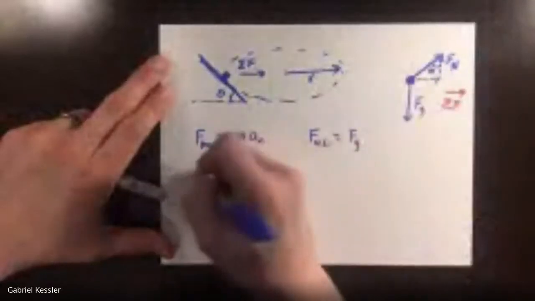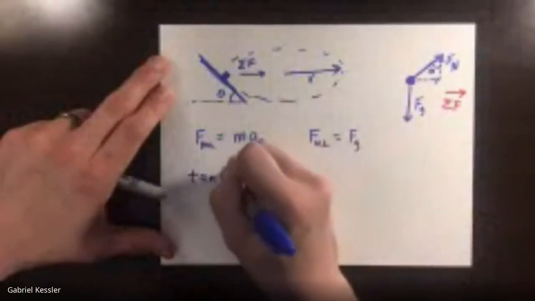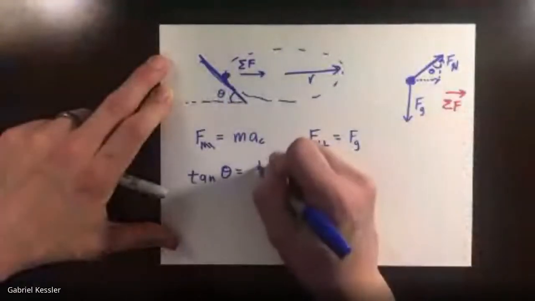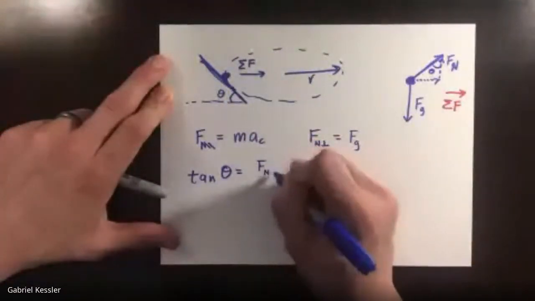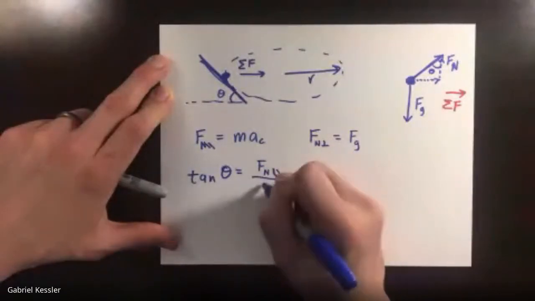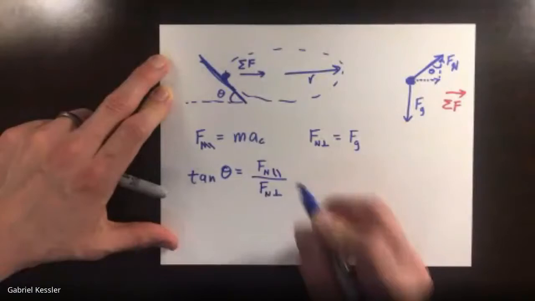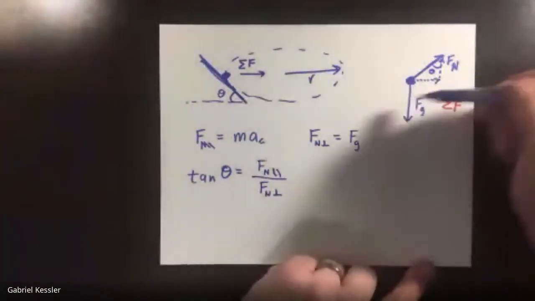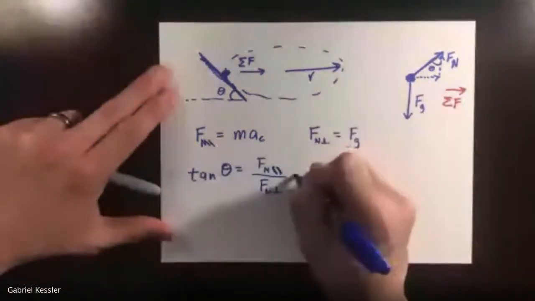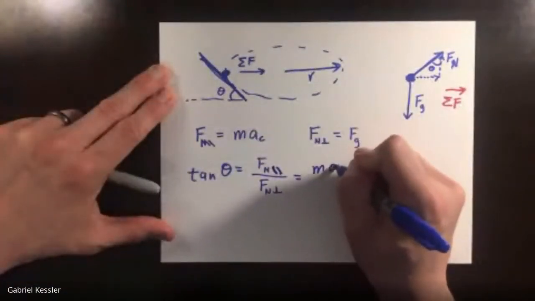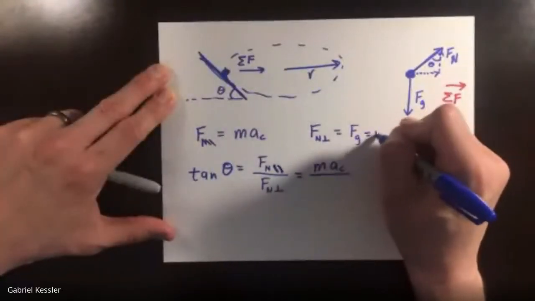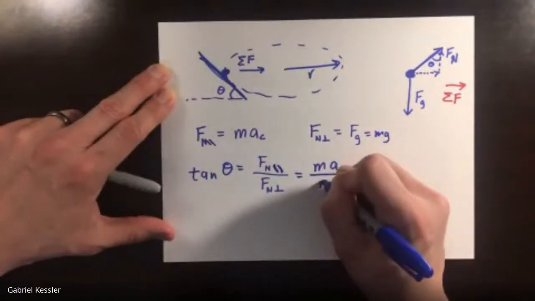So that means if I do tangent of that angle, that equals the parallel component over the perpendicular component. Parallel component over the perpendicular. Parallel component, mass times centripetal acceleration. Perpendicular component is force of gravity. That's mass times gravity.